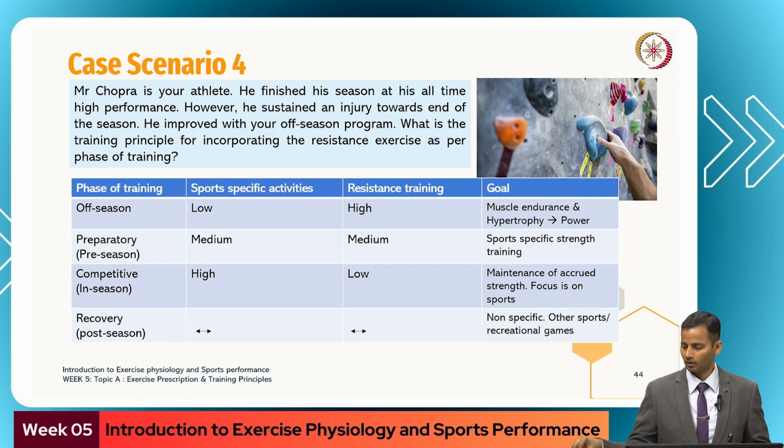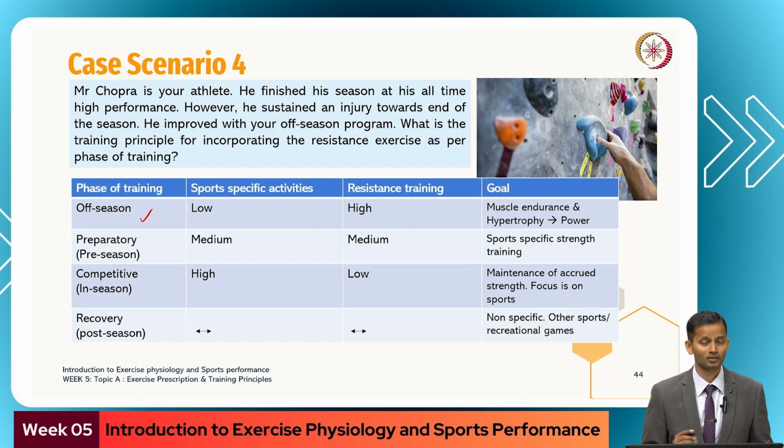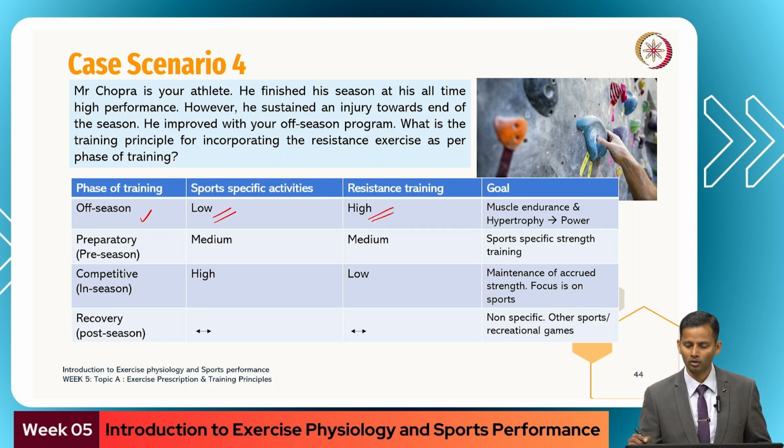So let's say in this case you have off season. During off season, as I said, we will be including more of the principle of variability and less of the principle of specificity. So the specific activities related to sport will be low, whereas the high resistant training of a general activity can be there. The goal here is mainly to improve the endurance and the hypertrophy in terms of maintaining the power, because power is one thing which can immediately get lost during detraining activities.